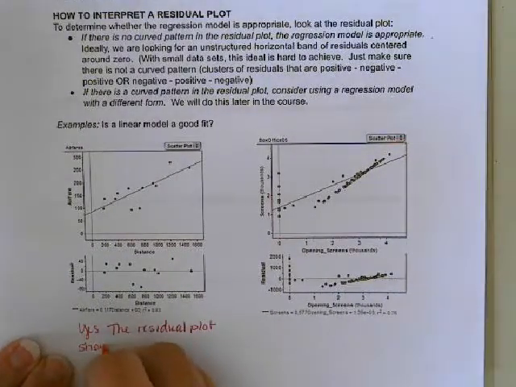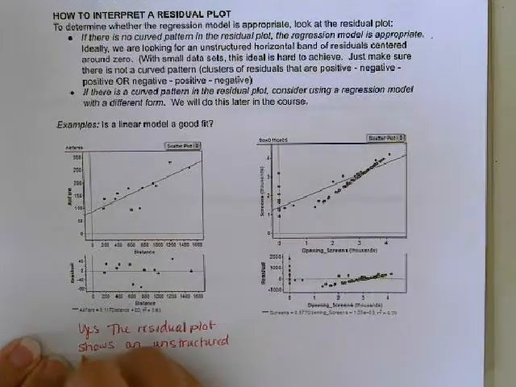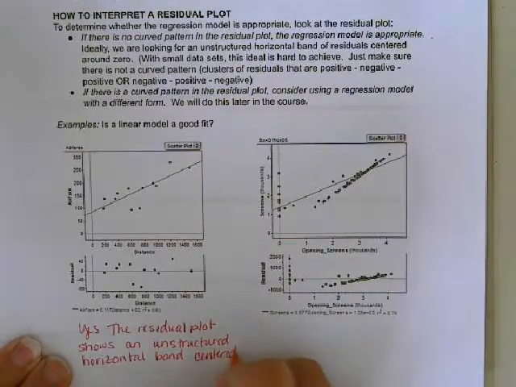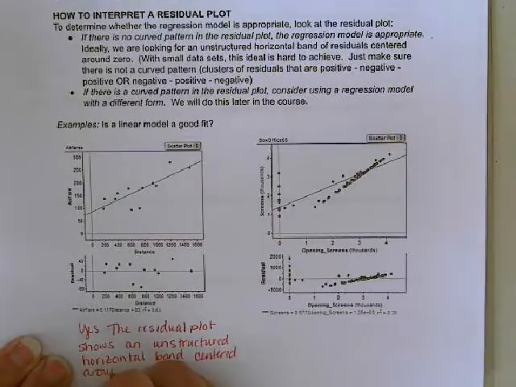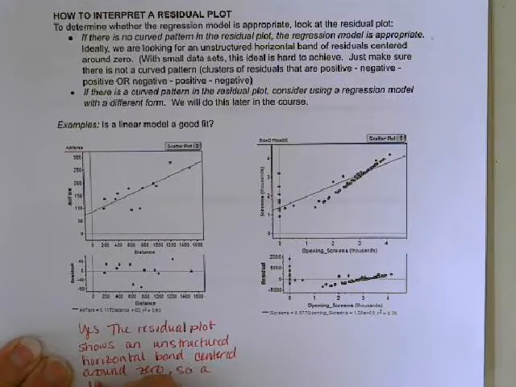the residual plot shows an unstructured horizontal band centered around 0, so a linear model is a good fit.